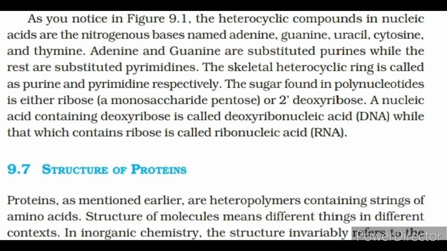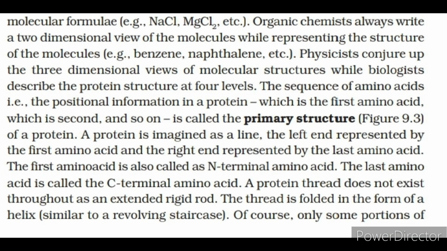Structure of proteins. Proteins, as mentioned earlier, are heteropolymers containing strings of amino acids. Structure of molecules means different things in different contexts. In inorganic chemistry, the structure invariably refers to the molecular formulae, for example, NaCl, MgCl2, etc. Organic chemists always write a two-dimensional view of the molecules while representing the structure of the molecules, for example, benzene, naphthalene, etc. Physicists conjure up the three-dimensional views of molecular structures while biologists describe the protein structure at 4 levels.